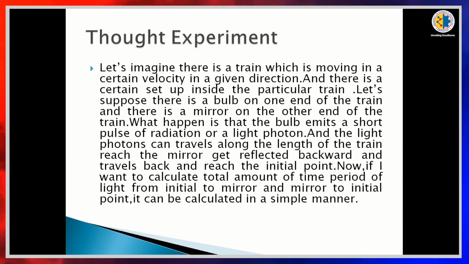In this way they are set up inside the train. What happens is that the bulb emits a short pulse of light photons, and the light photons travel along the length of the train, reach the mirror, get reflected backward, travel back and reach the initial point. So, the bulb emits the light photon, the light travels along the direction of the train, reaches the mirror, is reflected, travels in the backward direction, and again reaches the initial point.